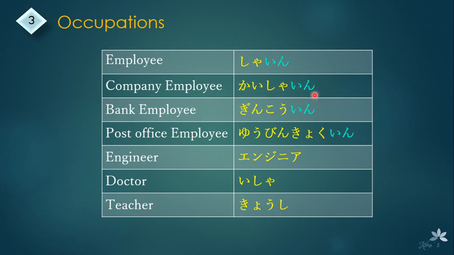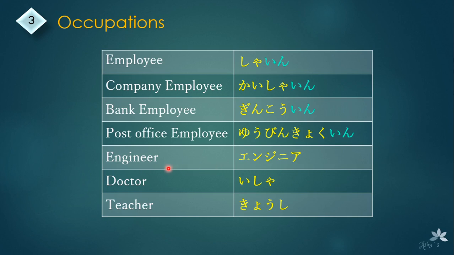Kaisha in. A bank employee. Ginko in. Ginko means bank. A post office employee. Yubin kyoku in. Yubin kyoku is post office and a worker or an employee of that post office is called Yubin kyoku in.